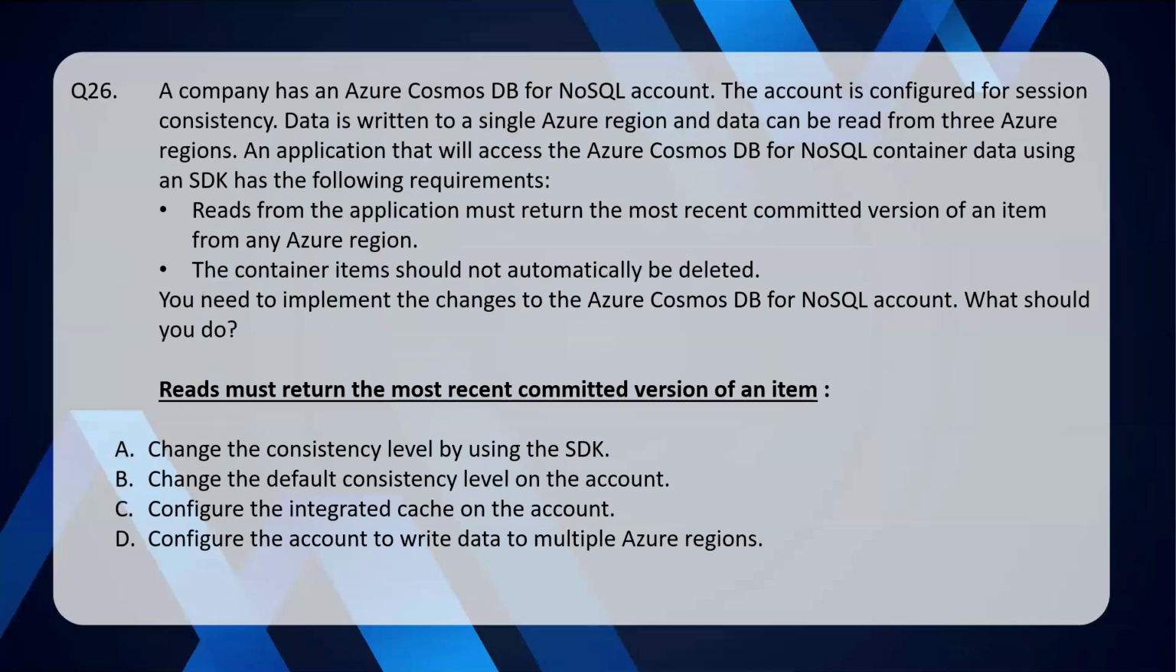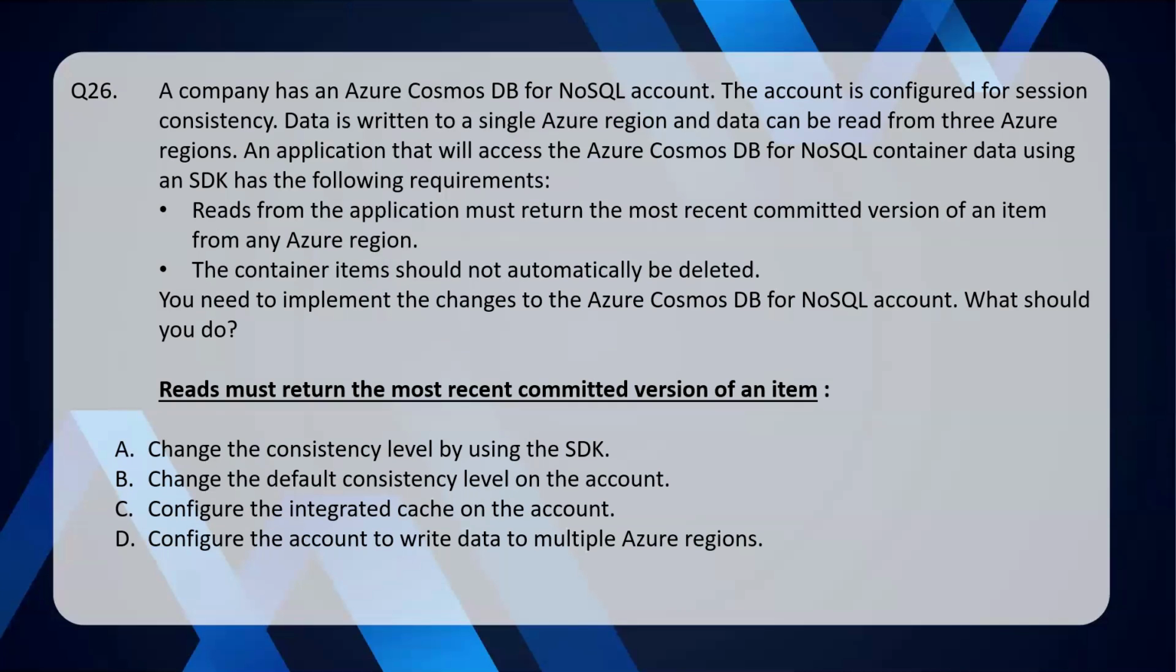Next question. A company has an Azure Cosmos DB for NoSQL account. The account is configured for session consistency. Data is written to a single Azure region and data can be read from three Azure regions. An application that will access the Azure Cosmos DB for NoSQL container data using an SDK has the following requirements. Reads from the application must return the most recent committed version of an item from any Azure region. The container items should not automatically be deleted.